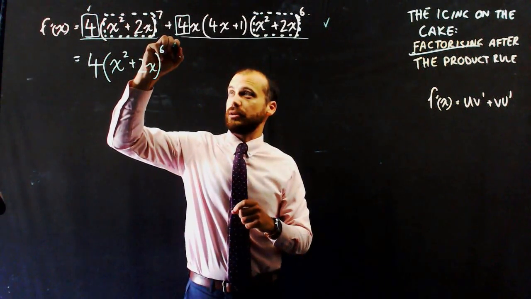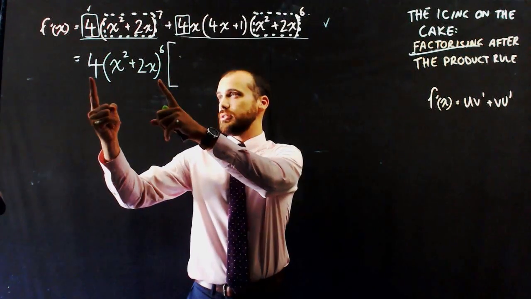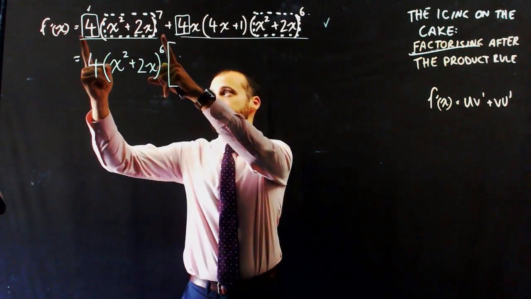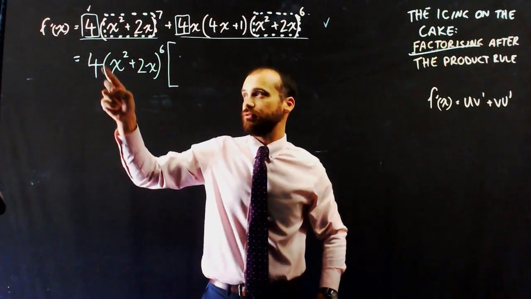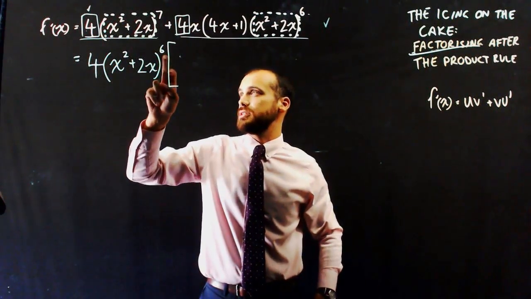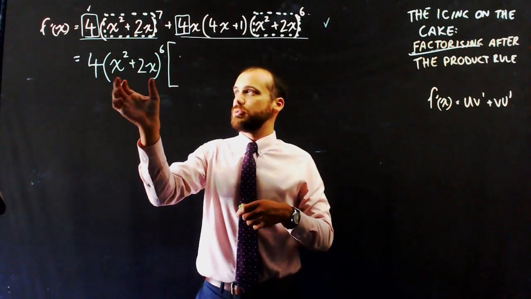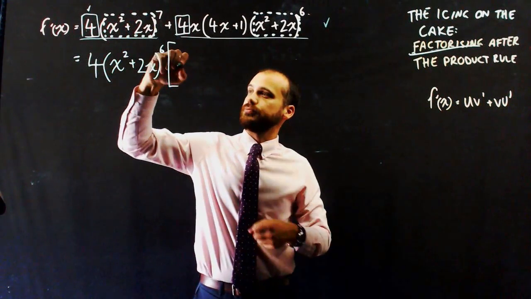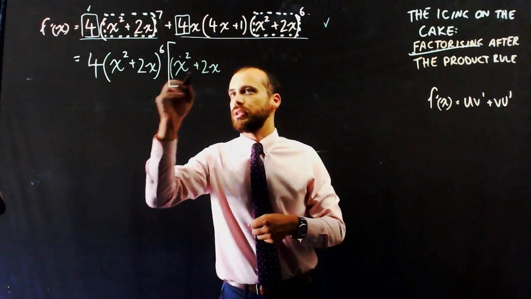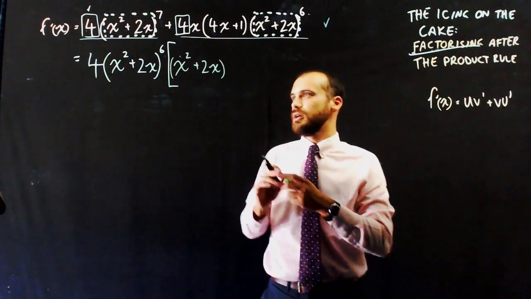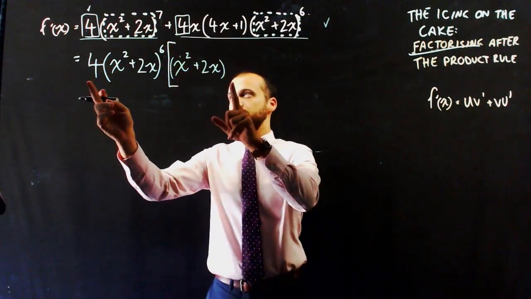And now, I like to use a big square bracket for now. You've got to ask yourself, this times what makes this? Alright, so there's a 4 here and here, so we don't need to multiply by 4. There's x squared plus 2x to the power of 6 here. There's x squared plus 2x to the power of 7, so there's 1 above that. So we need to put in another x squared plus 2x. I might just put that in brackets. Those brackets might not be necessary. So this times that is equal to that. So there's our first part.